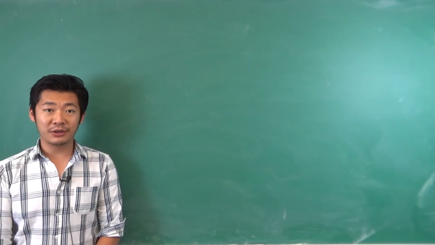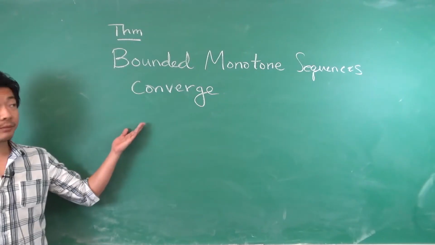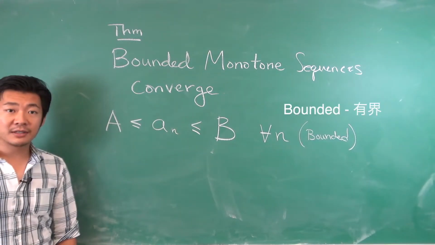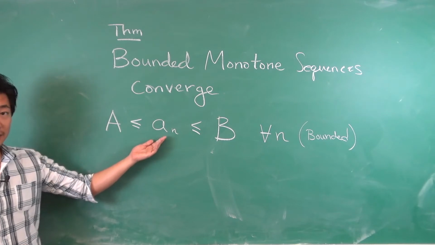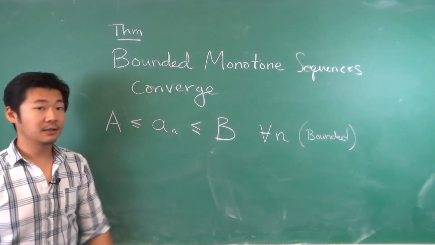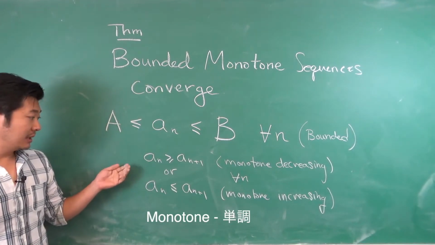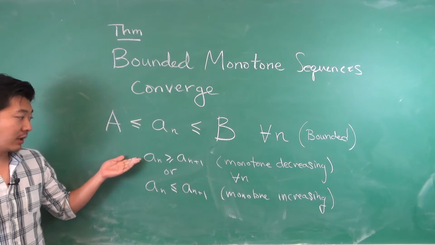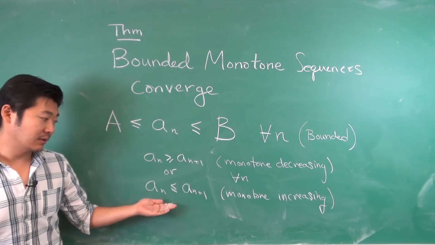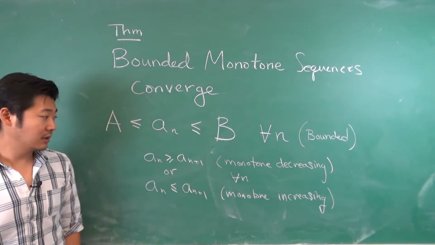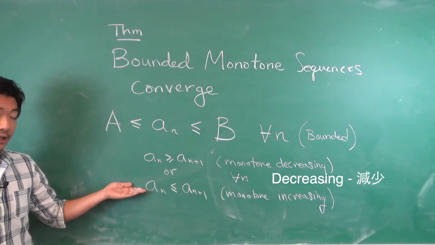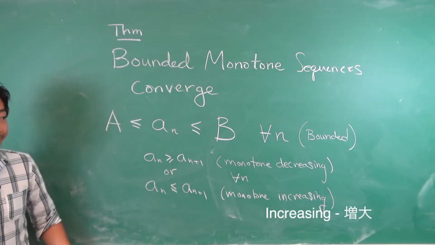Now let's prove a useful theorem in computing limits. The theorem is that bounded monotone sequences converge. Bounded means that the terms of the sequence are between some number a and some number b for all n. And monotone means that either a_n is greater than or equal to a_{n+1}, or that a_n is less than or equal to a_{n+1} for all n. So the first one is a monotone decreasing sequence, and this one is monotone increasing.